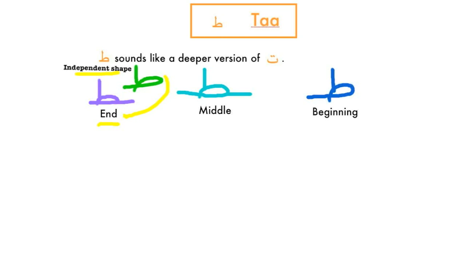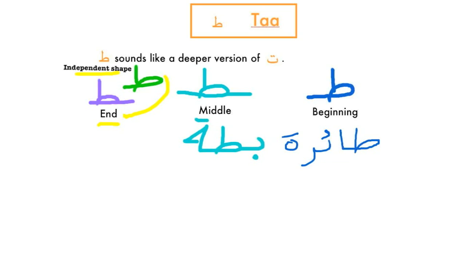One example for ta at the beginning of a word is the word ta'ira, which means airplane. As you notice, we added the stick after we rewrote all the letters. Another example for the ta in the middle is the word batta. At the end, we have the word shut. At the end, in independent form, we have the word shubat.